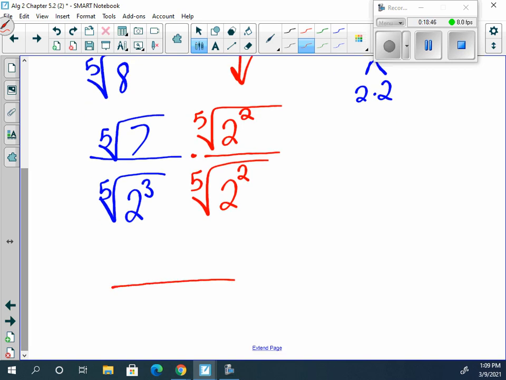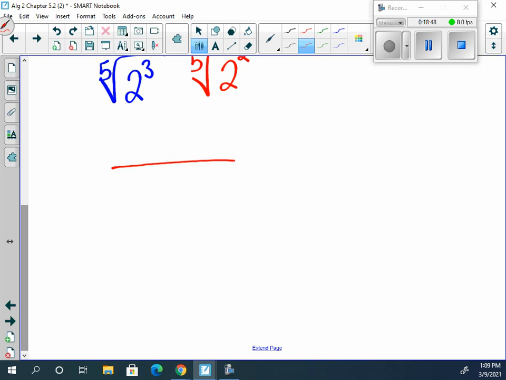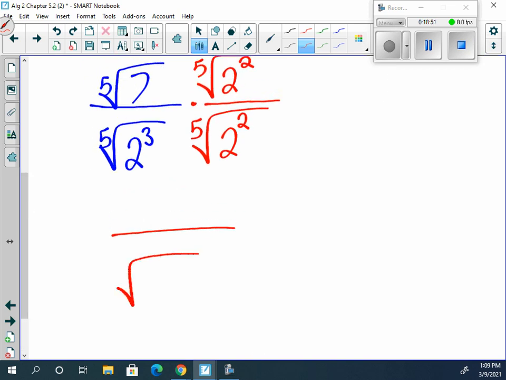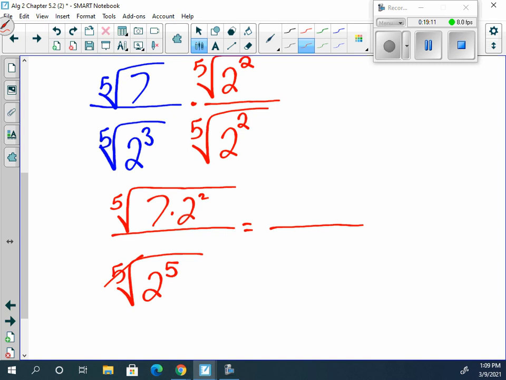Now in the denominator, we'll have the 5th root of 2 to the 5th, because 2 to the 3rd times 2 squared would give me 2 to the 5th power. In the numerator, we're going to have the 5th root of 7 times 2 squared. Here the 5th root and 5 will cancel out, leaving us with 2. Now let's look at the numerator. Okay, I'm going to pause there for a second. Any questions on how we got the denominator to be 2?